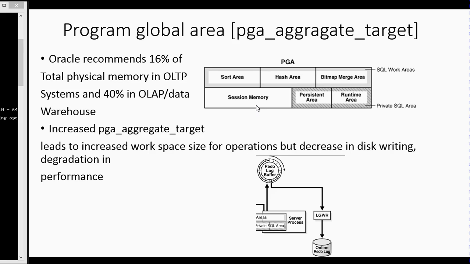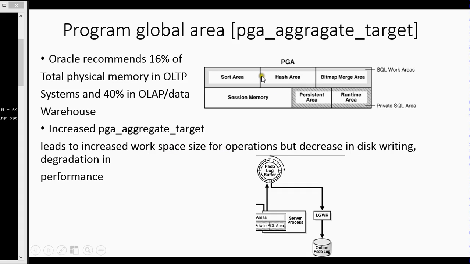You might be wondering, okay, if this is so crucial, then why does Oracle recommend only such a small amount, right? 16% and 40%. But the truth is, you do not want to have a PGA that's too large. You want to avoid it at all costs.